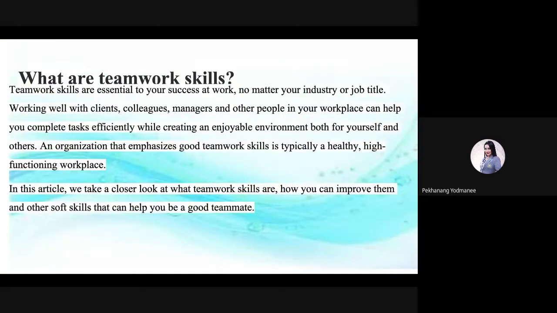Okay, next, what are teamwork skills? Teamwork skills are essential to your success at work, no matter your industry or your job. Working well with clients, colleagues, managers, or other people in your workplace can help you complete tasks effectively while creating an enjoyable environment both for yourself and others.